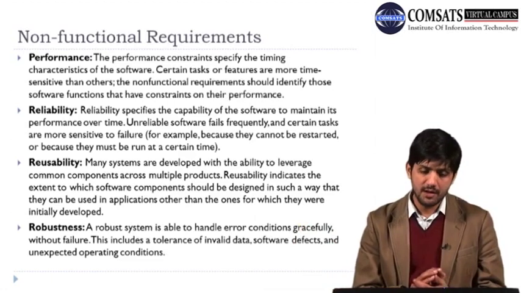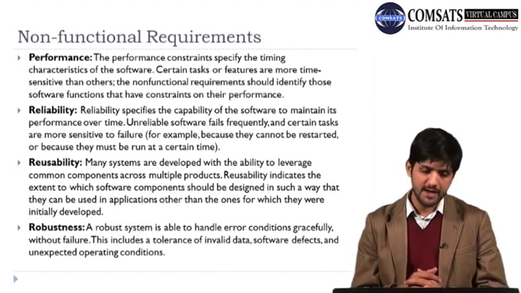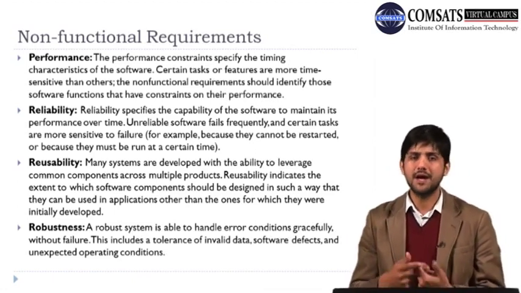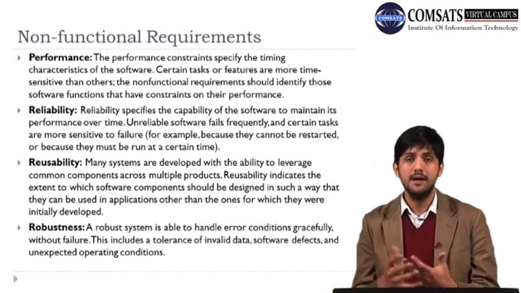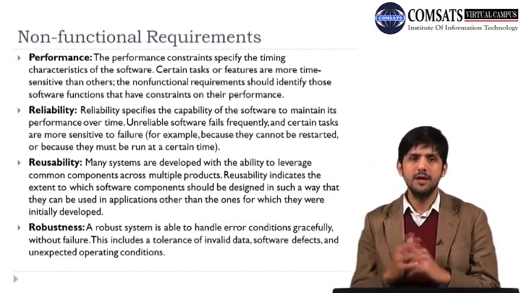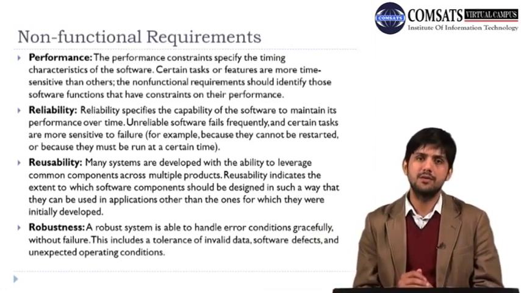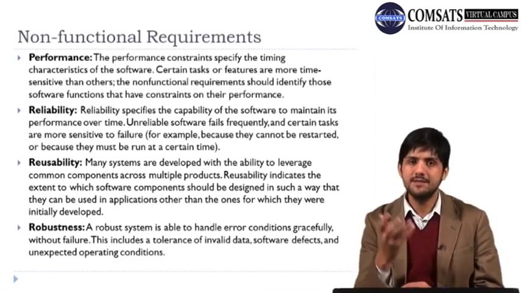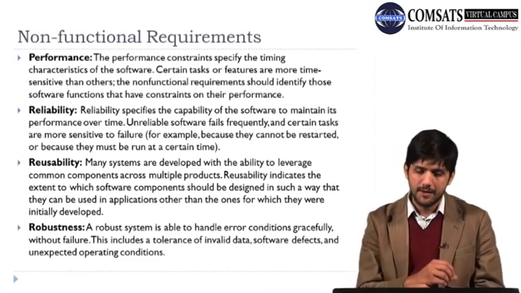And then we have robustness. A robust system is able to handle error conditions gracefully without failure. This includes a tolerance of invalid data, software defects, and unexpected operating conditions. So your system should be robust enough. It should not crash every time the user presses an incorrect key. For example, if the user presses the login button without supplying the username and password, it should not just crash. It should just give an error that you failed to enter this information. But that is a very simple example of robustness. Robustness generally means that your system should be robust to failure in general.